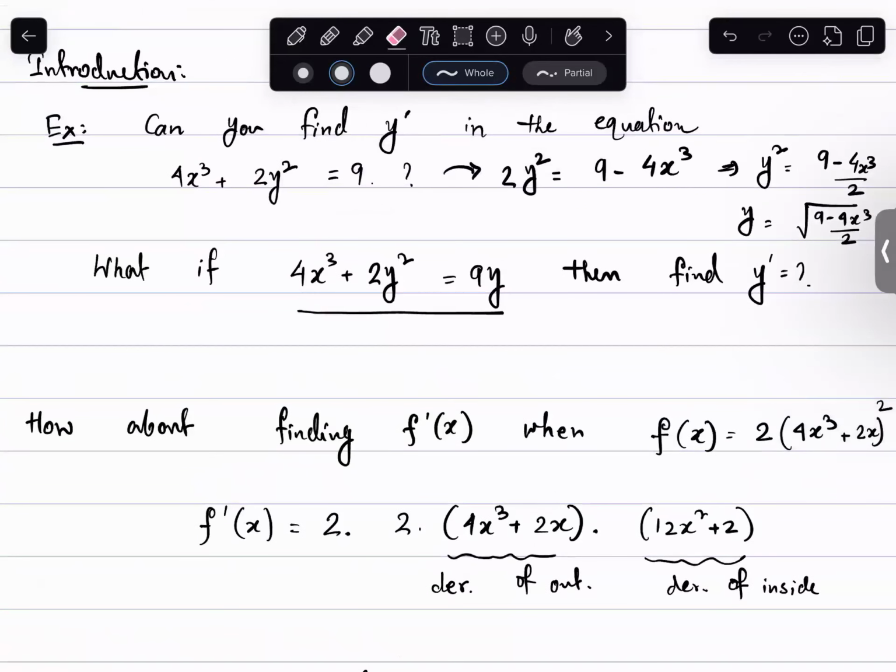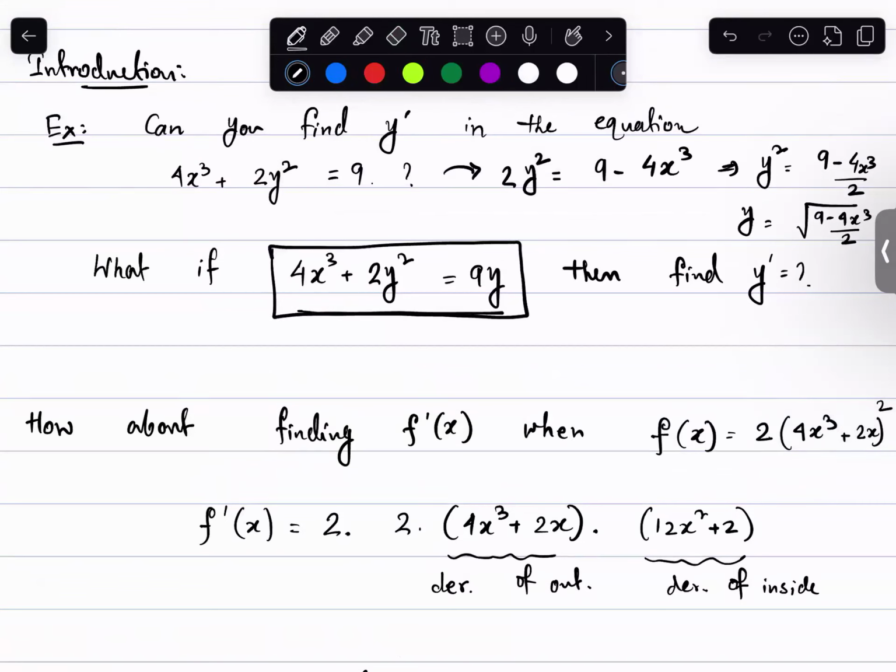So we'll see, if I have an equation like this, this is called an implicit equation, whereas this is called explicit form, right? Because I know y given in terms of x. But this is called implicit form because you have y and x mixed randomly in your equation. Okay, cool.